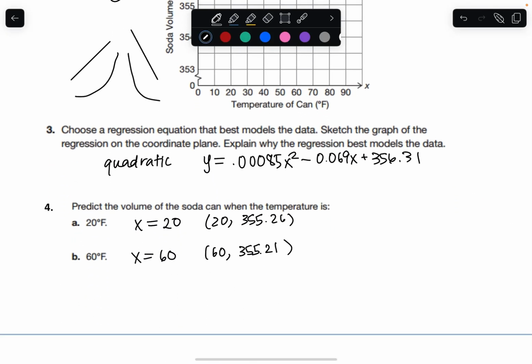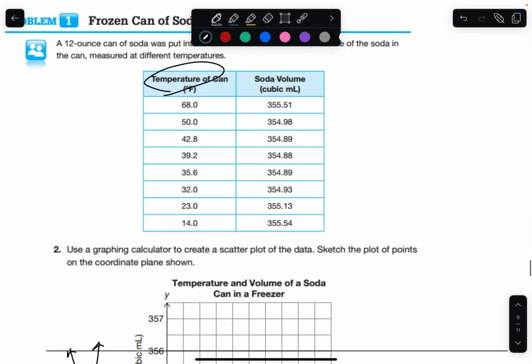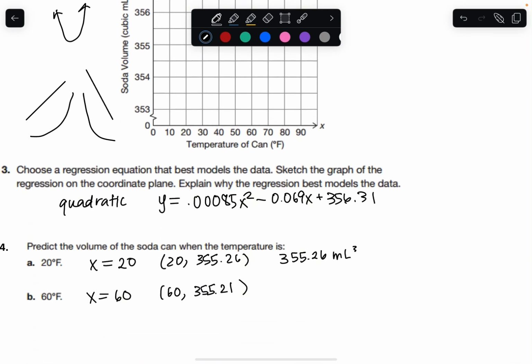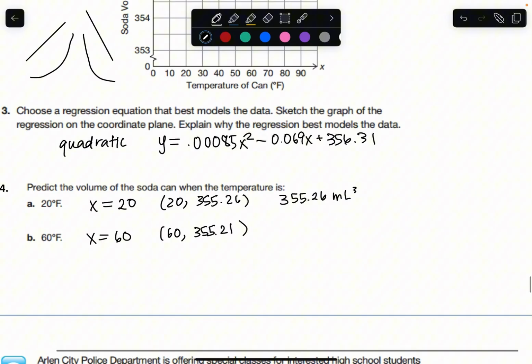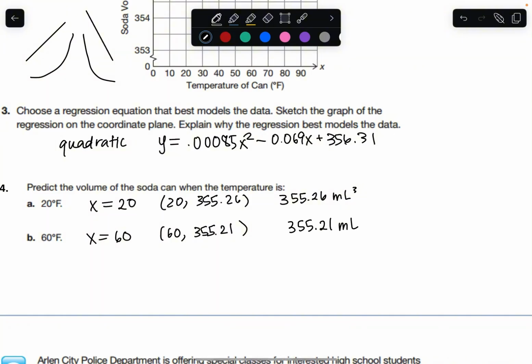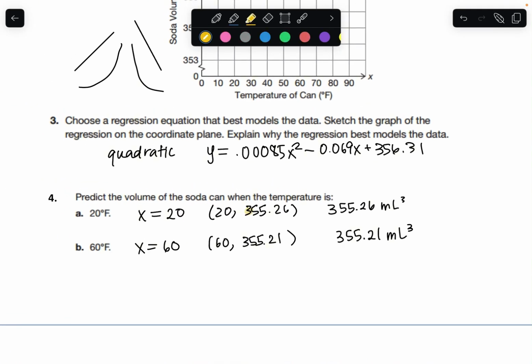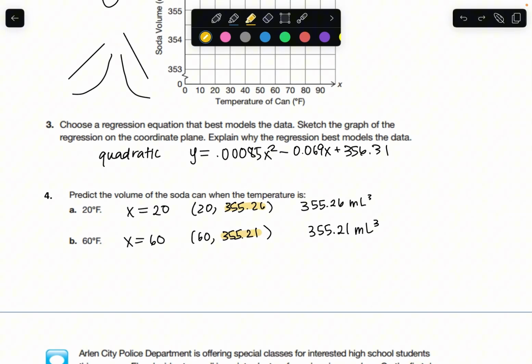Okay, and so to answer their question, the volume for 20 degrees Fahrenheit would be 355.26 cubic milliliters. And then for 60 degrees, it would be 355.21 cubic milliliters. And so you can see how this would be hard to do on a multiple choice test because these values are so close together. If both of those were options, you wouldn't know which one to pick for each one. So it's really important that you know how to do this yourself in Desmos.